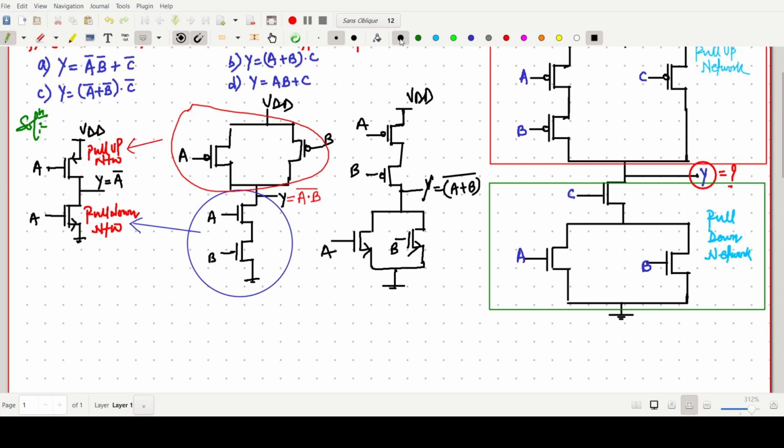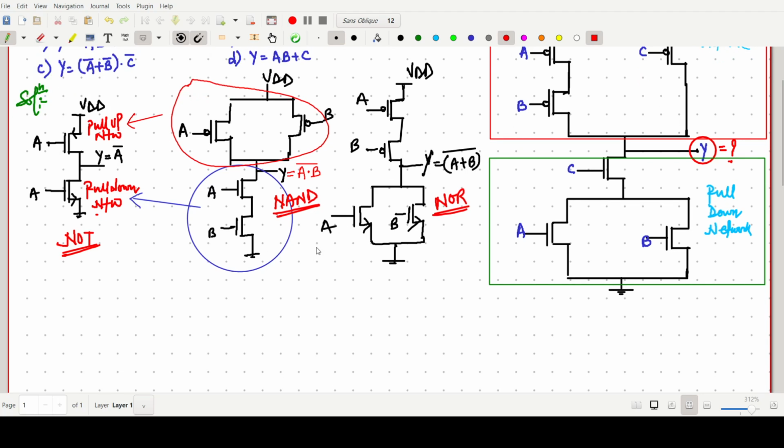As a summary, because this is very important, this one is our NOT, and this one is our NAND and NOR. If we know these three, you can solve any question. As a summary, we can say, I am writing pull up network, pull down network.